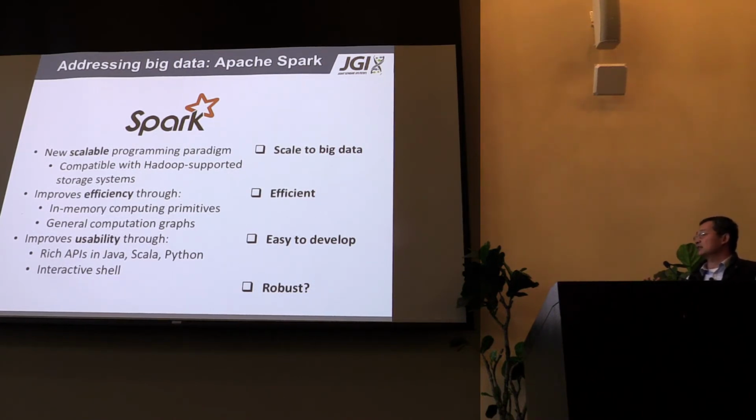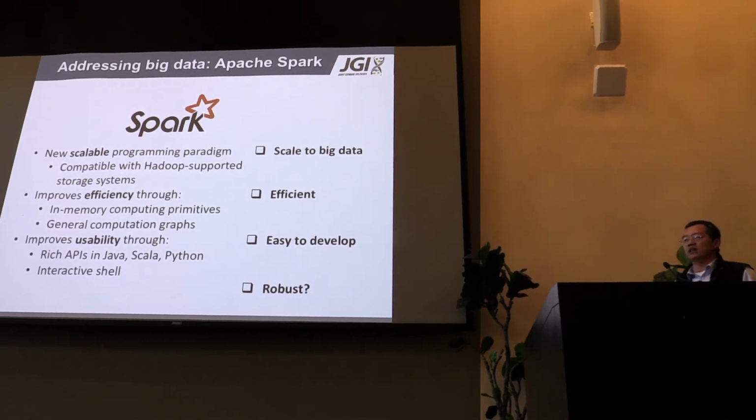It's claimed to be 100 times faster than Hadoop, so it's an efficient solution. It has rich APIs, including Java, Scala, and Python, which we love because it makes it easy to develop the software. Even as a computational biologist, I can program in Python and Scala and work on our own problems. It also has an interactive shell, which makes development much easier, and you can do something and see the change. We don't know how robust this is yet, but we have heard so much that this is a very good solution.